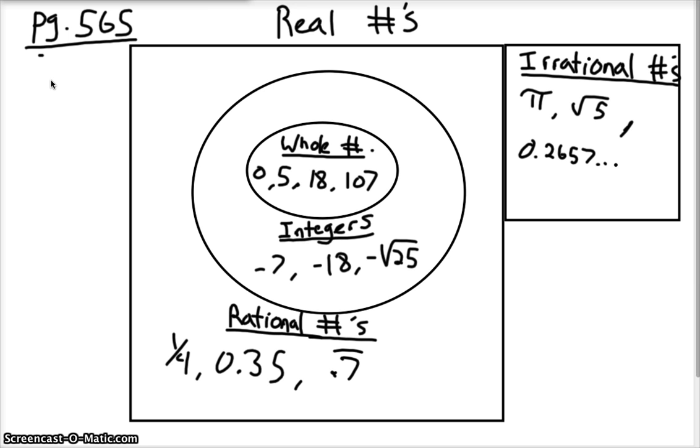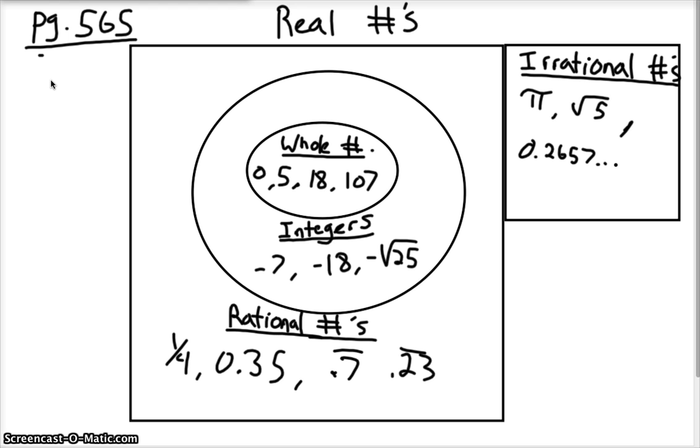Next category would be rational numbers. These include decimals and fractions. So 1/4, 0.35, and also decimals that repeat. So they have to be repeating. So 0.7 repeated, or 0.23 repeating. However it repeats, but the thing is that it repeats. Those are rational numbers. Irrational numbers are numbers with decimals that do not end. They don't repeat and they don't end. So pi, the square root of 5, whatever this number would be after the decimal, the number continues. They are irrational.